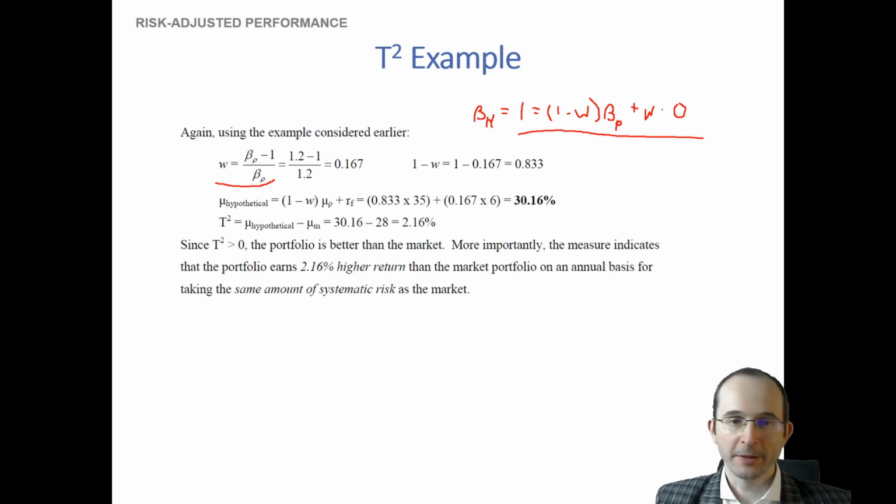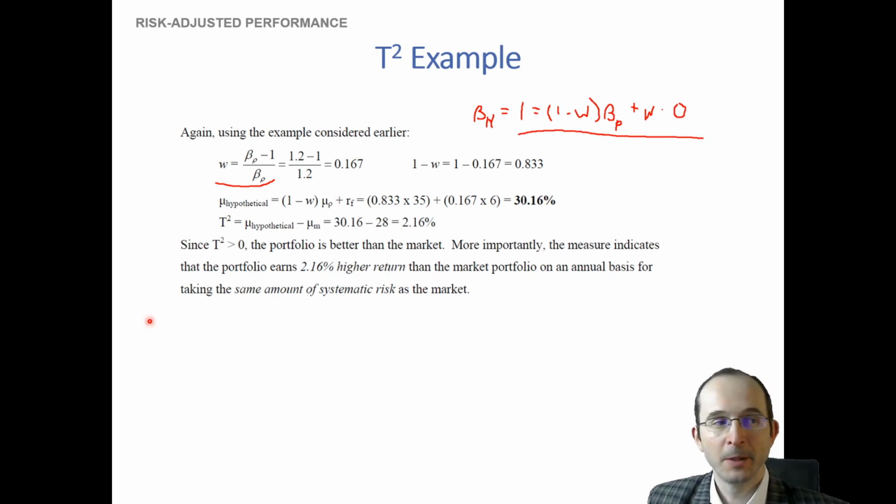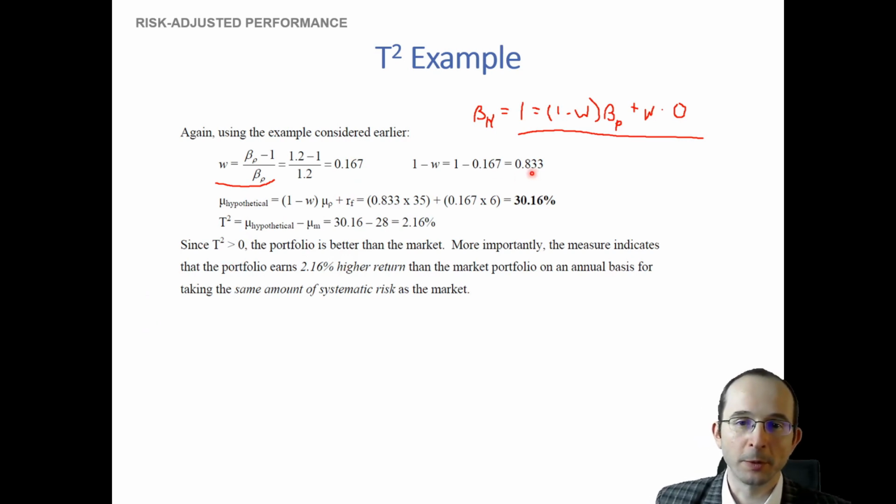So now we know that the weight in the risk-free asset is 16.7%. That means that the weight in the candidate portfolio is 83.3%. And that means that the hypothetical portfolio will have a beta of 1, because we constructed those weights just so. What is then the expected return to the hypothetical portfolio?